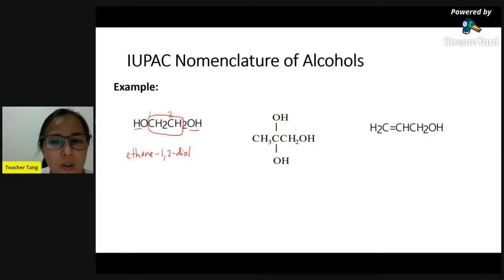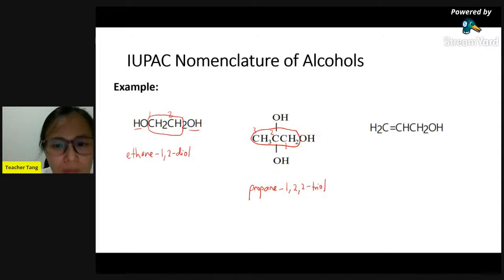And now I move on to look at the second example. So where is the longest continuous carbon chain? This is the one. Again, give the lowest possible numbers to the carbons attached to the hydroxyl groups. So here will be number 1, number 2, number 3. So this is propane-1,2,3-triol, because there are 3 hydroxyl groups.